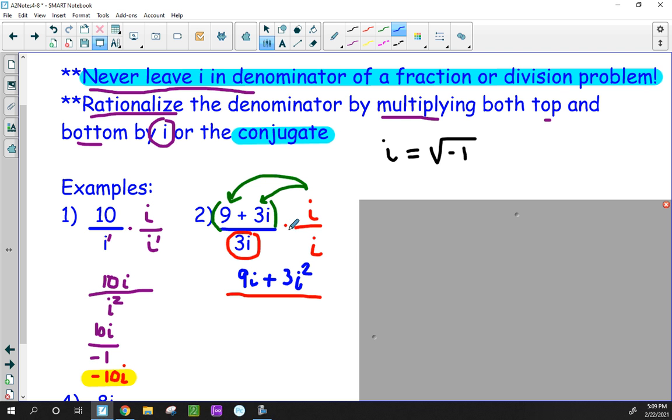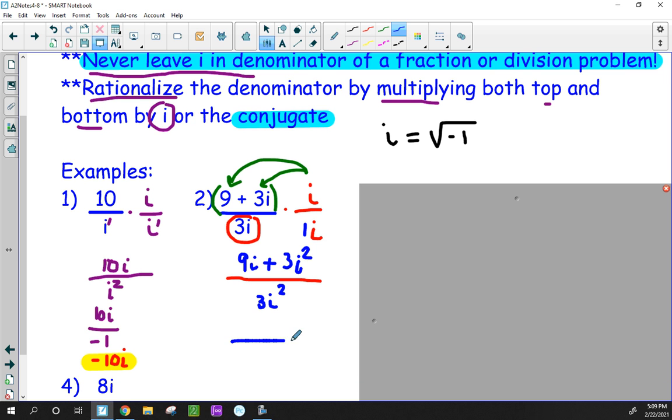Denominator, 3 times 1 is 3, and i times i is i squared. Okay, next step, every time you see an i squared, you're going to change it over. So the numerator becomes 9i plus 3 times, and this is going to be a negative 1.